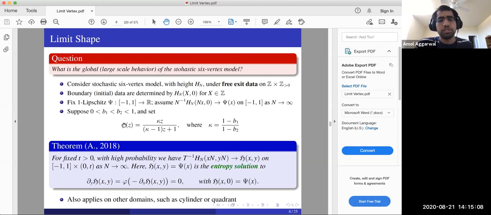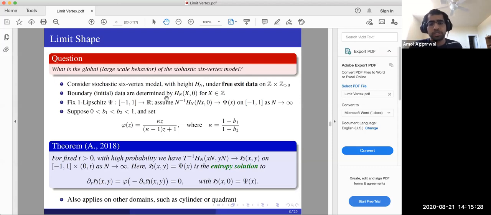And I'll define these functions phi and kappa. So kappa is (1 minus B1) over (1 minus B2), and that's at least 1. And then phi is defined in this way. I'll give a meaning to phi later, but at the moment it's just a formula. Okay, so here's the theorem. It's a limit shape theorem.